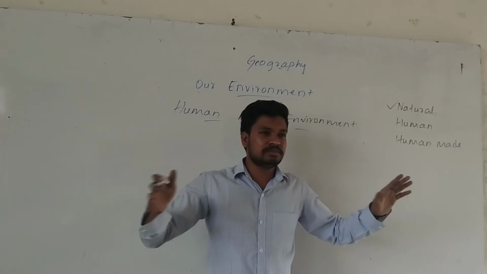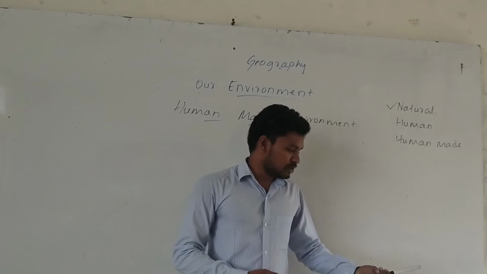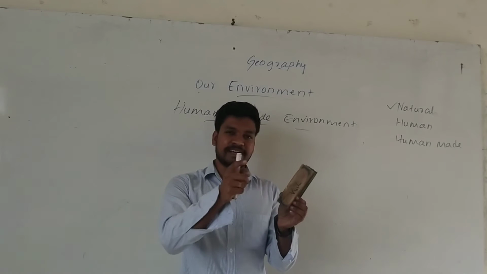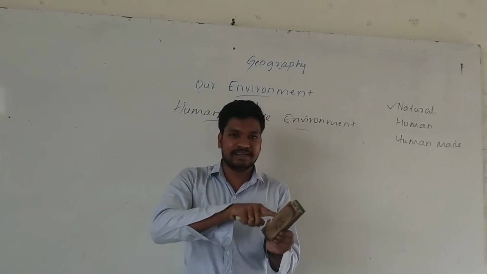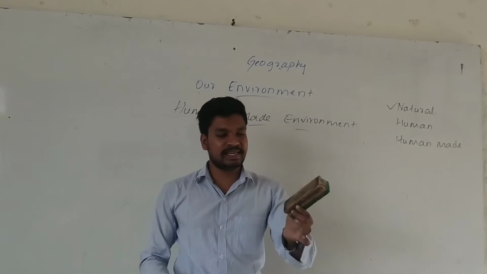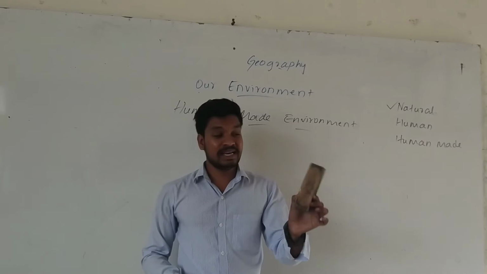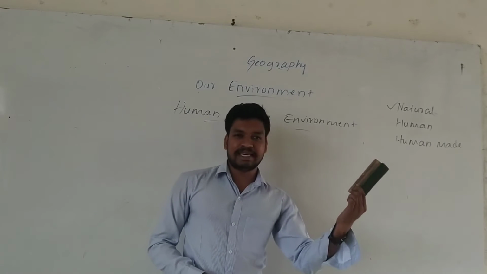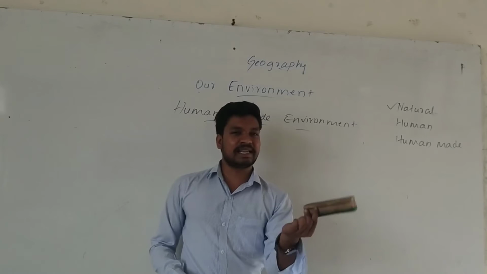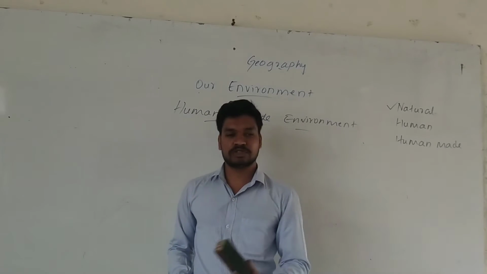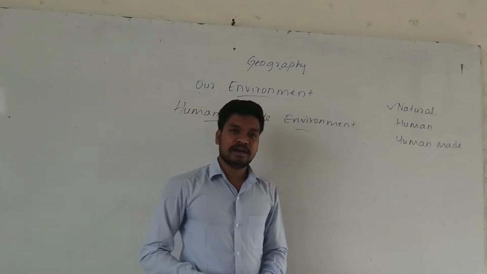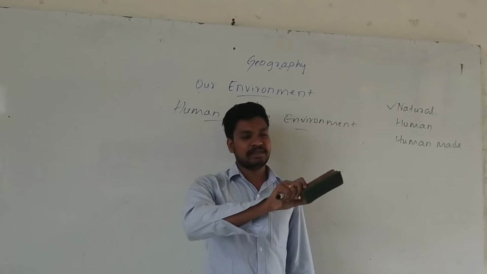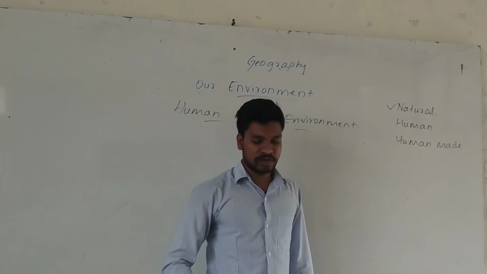All these things we have got from nature. Suppose for the duster, we get wood naturally, and then that wood is modified into this duster. It's not natural, it's human-made. So human resource plays an important role in creating human-made resources from natural resources. Human resources are the people, and the people modify things from natural resources into human-made ones.